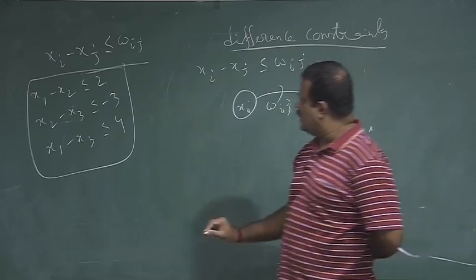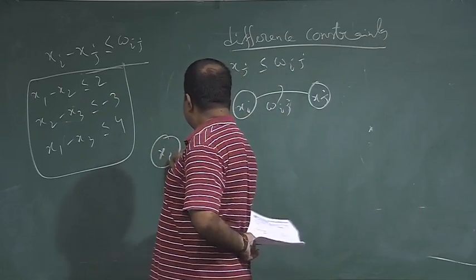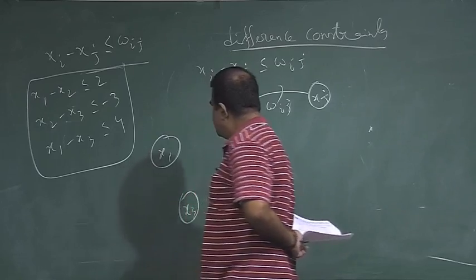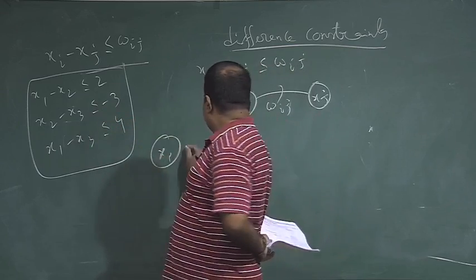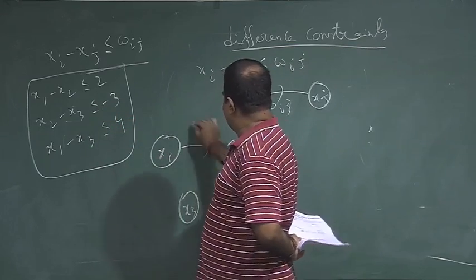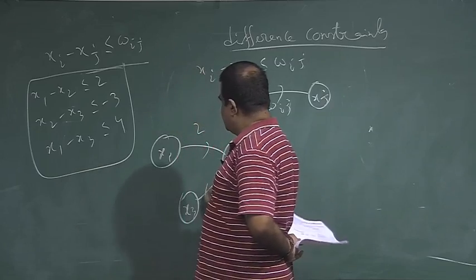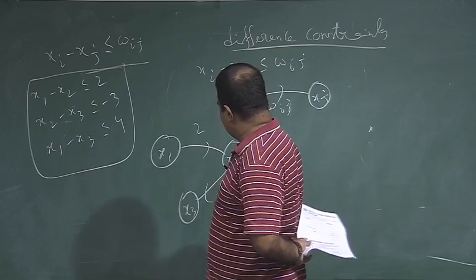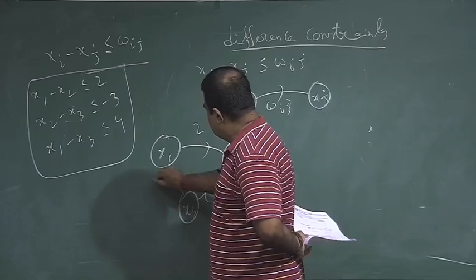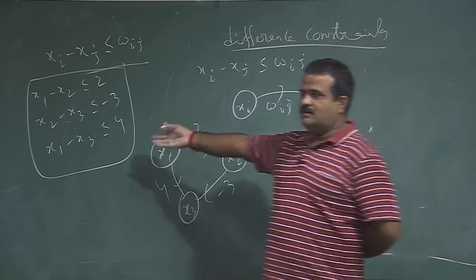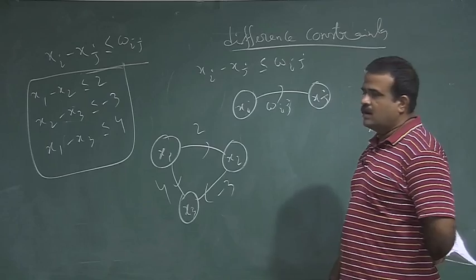So, for this graph, we have three vertices x 1, x 2, x 3. Now, this will give us a connection over here with weight 2, and 2 to 3. This will give us a connection over here with minus 3, and 1 to 3, so this is minus 4. So, this is how we can view a linear constraint system as a graph.